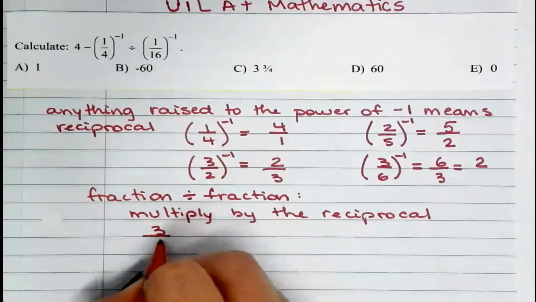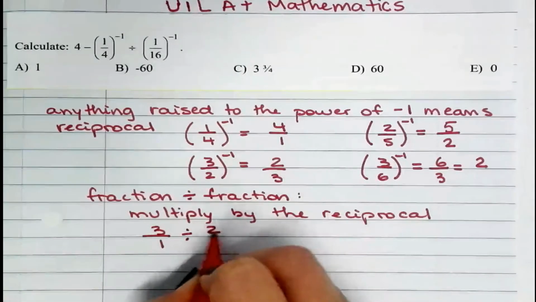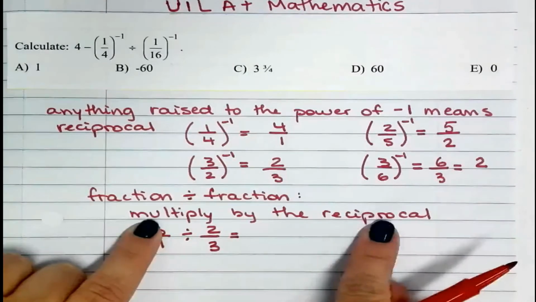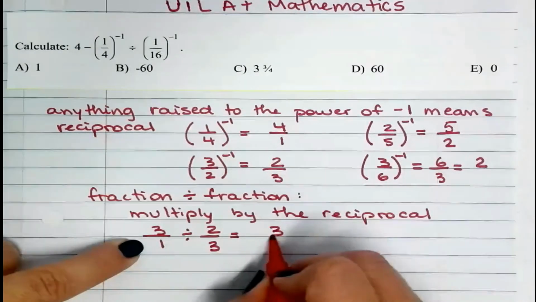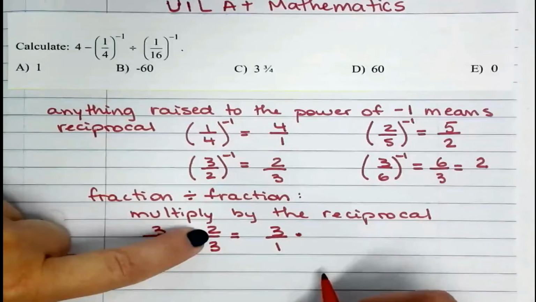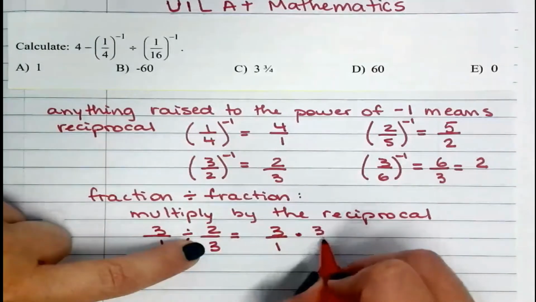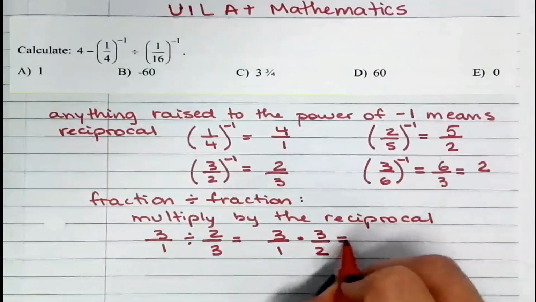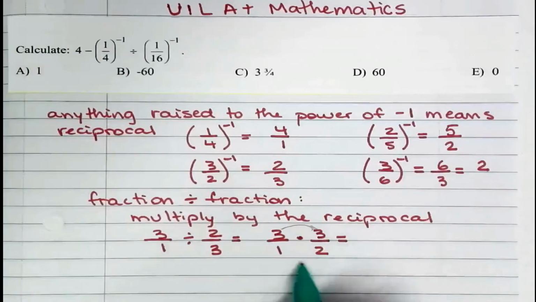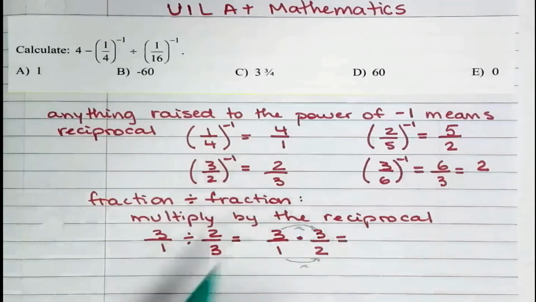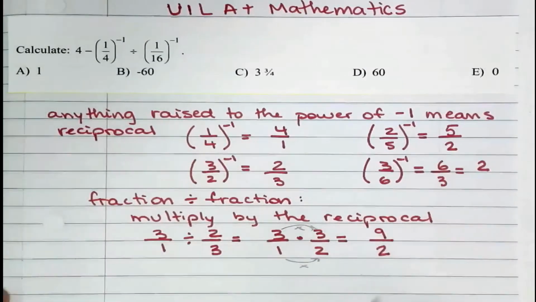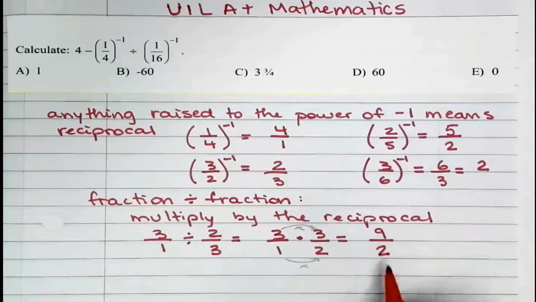We have 3/1 divided by 2/3. It is the same thing as multiplying by the reciprocal. So the first one doesn't change. It stays 3/1. Multiply by the reciprocal. The reciprocal of 2/3 is 3/2. Now you multiply across, from here to here, multiply, from here to here, multiply. So 3 times 3 is 9, 1 times 2 is 2. There's nothing to simplify in this fraction.